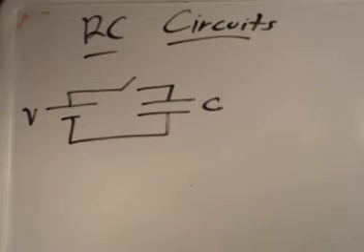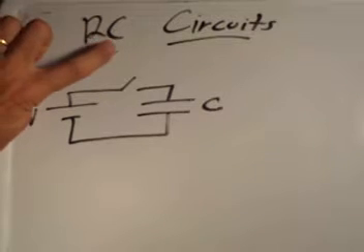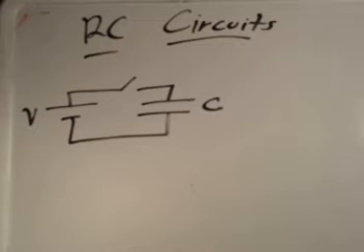This video is meant to serve as an introductory discussion on something called RC circuits. The R stands for resistance, the C stands for capacitance. So these are circuits that have both a resistor and a capacitor in them. We're going to look at what some of the consequences are when you build circuits like this.